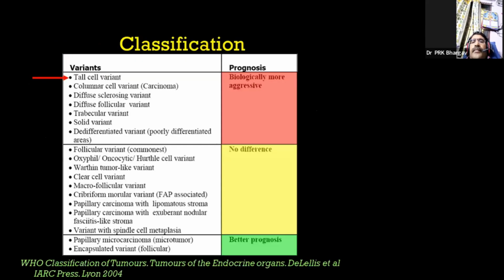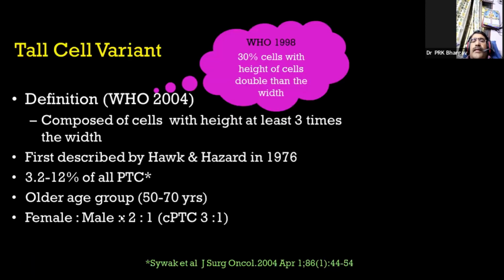Next. Now you can see the WHO classification of the tumors. The same thing is repeated, but based on prognosis, you can see the slightly bad prognostic ones are the tall cell variant, columnar cell variant, diffuse sclerosing, and the solid variant. Basically the neutral prognostic ones are the follicular variant, which is one of the commonest, the oxyphilic variant, and Warthin-like, and of course I'll come to them later. Next. The good prognosis one is papillary microcarcinoma.